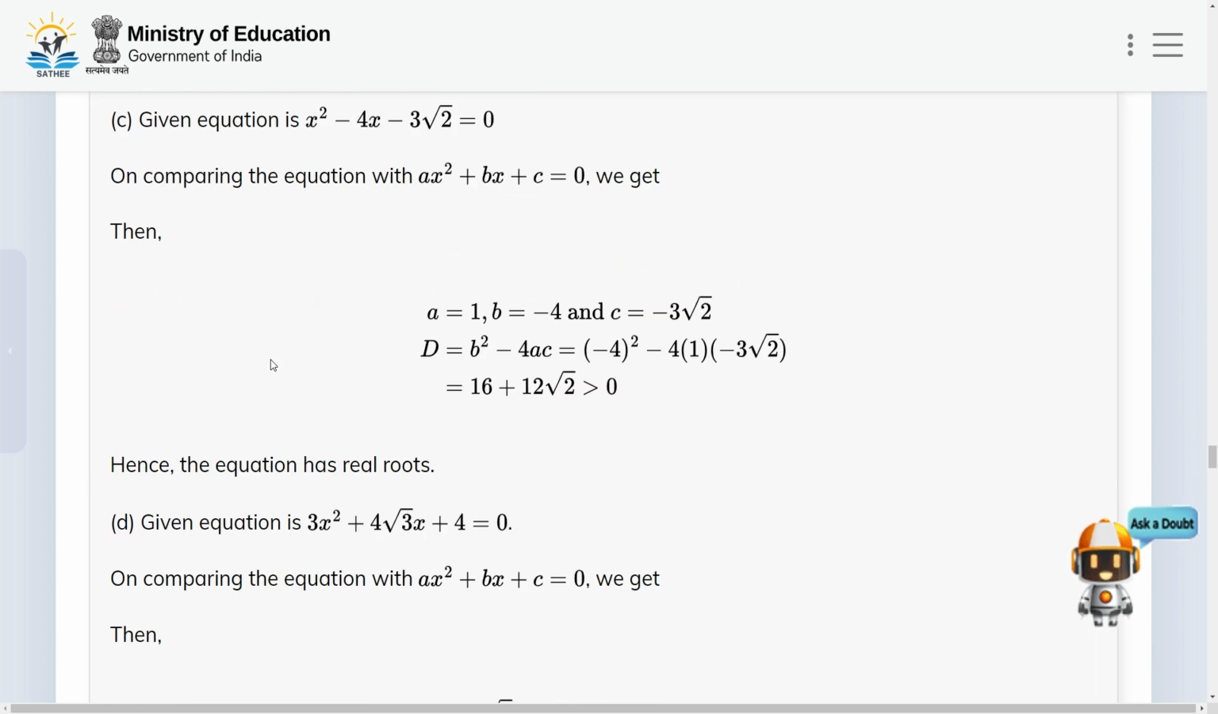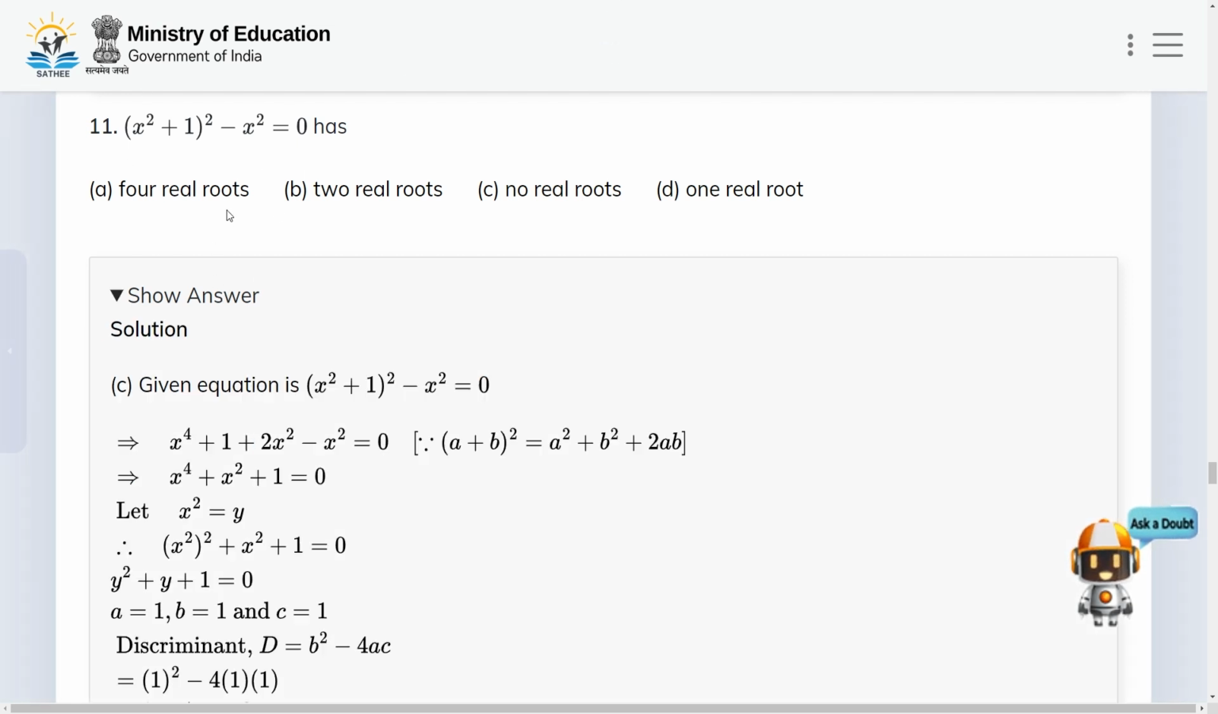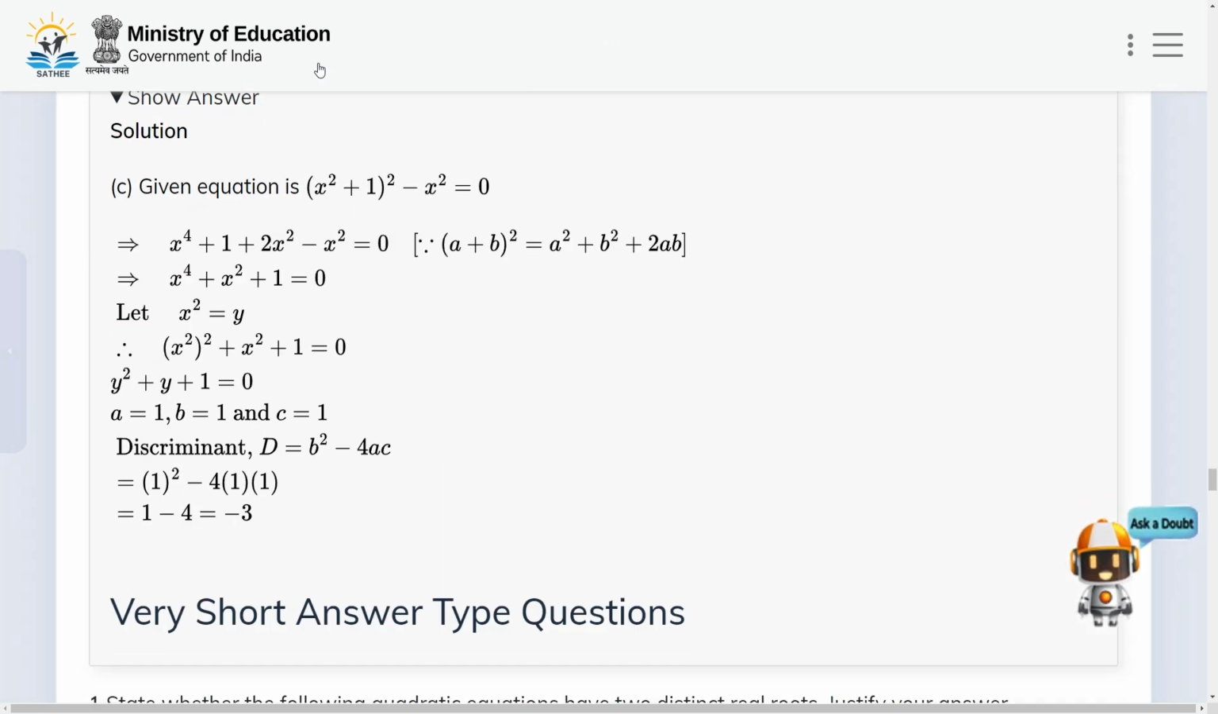Now let us move to question number 11. Here we have the equation x square plus 1 whole square minus x square equals 0. Here we can simplify this equation. If we simplify the given equation, then it implies x to the power 4 plus 1 plus 2x square minus x square equals 0.